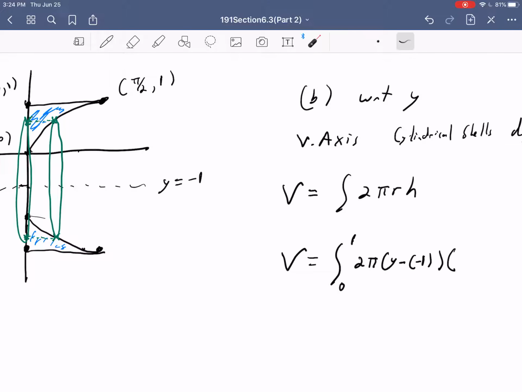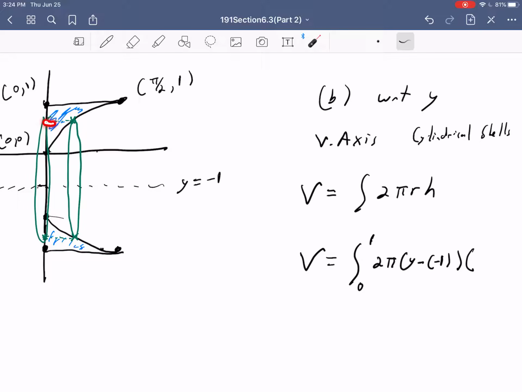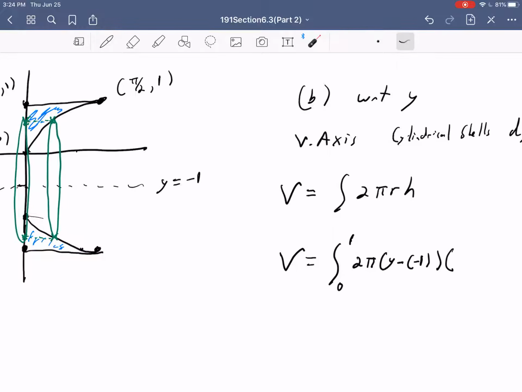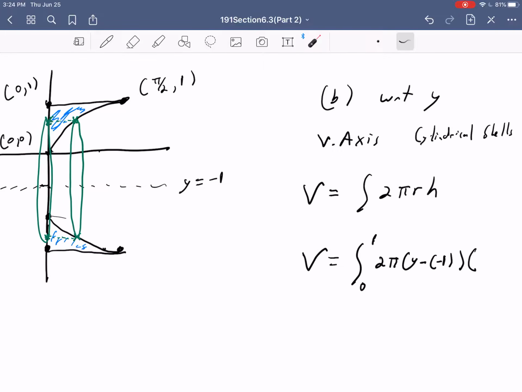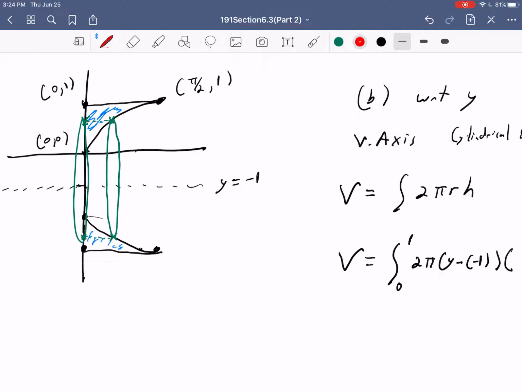What about the height? Well, the height is going to be measuring from here to here. It's going to be that curve, sine of x. Should we write in sine of x here? Well, of course not, because that's in terms of x. So we'll need to invert real quick. Of course, it's not bad to do that. y equals sine x. That means x is arc sine of y.